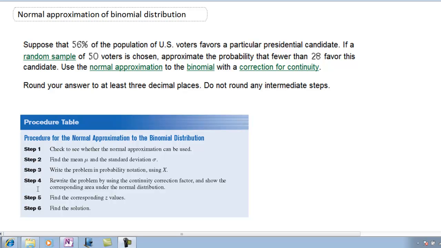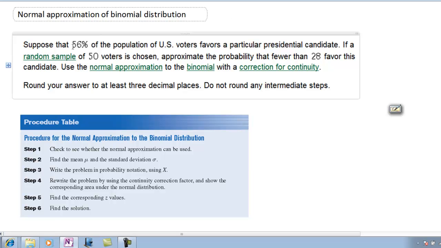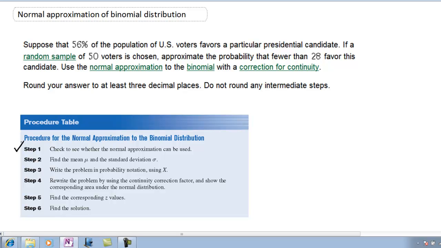So you always want to check, are n times p and n times q both greater than or equal to 5? And clearly here, 56% of 50 is bigger than 5, and so is 44%. So we don't have to worry about that. In ALEKS, you can almost assume step 1 is always a yes, because they're not going to give you one you can't do, because then they can't test you, right?